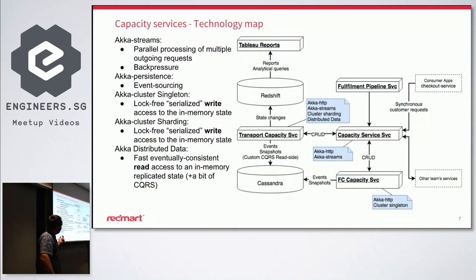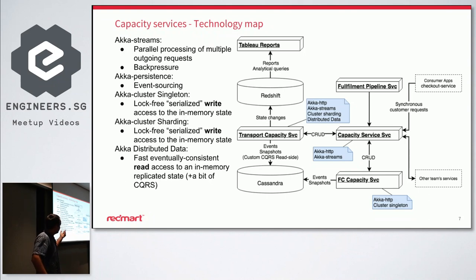So capacity service, like basically all the services, is built with Akka HTTP used as the HTTP interface. Capacity service uses Akka streams, which is an implementation of the reactive streams pattern or approach or technique or whatever you call it. And so all the orchestration happens within the Akka streams graph. Then FC capacity, Oleg talked about that in the last presentation, but basically we're using Akka cluster there and cluster singleton to manage one huge, think of it as a spreadsheet that controls how much peaking capacity we have in the warehouse, basically, right?